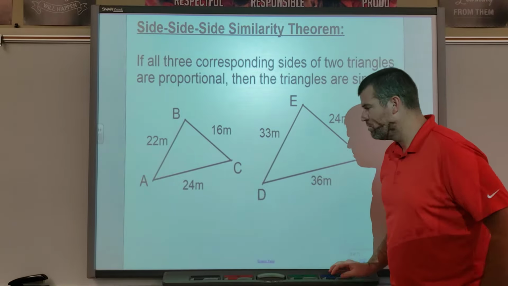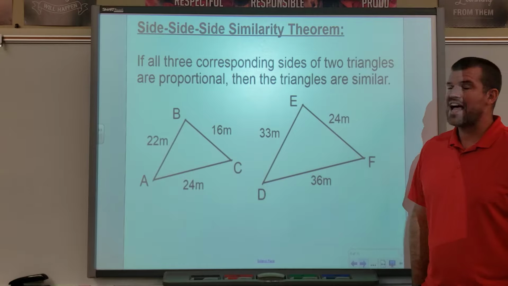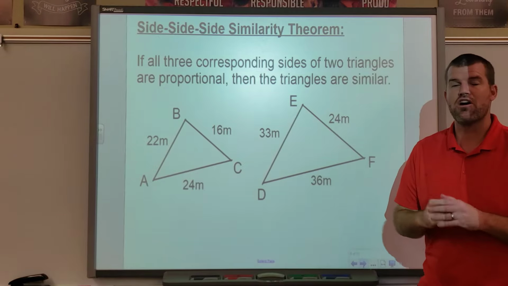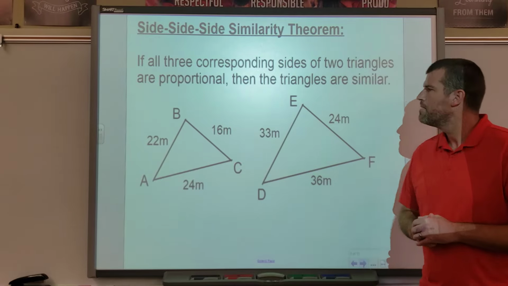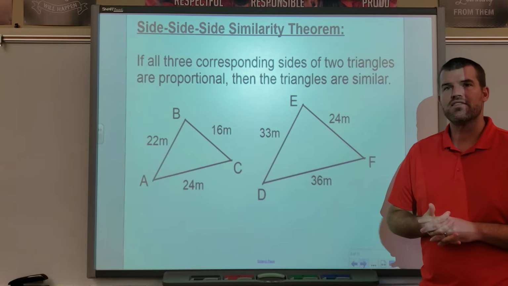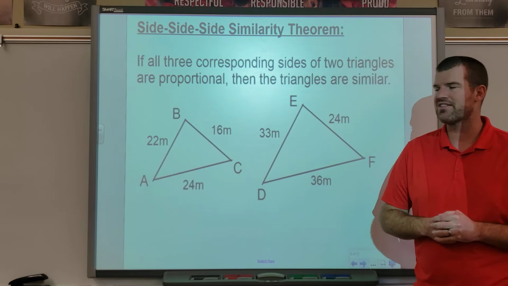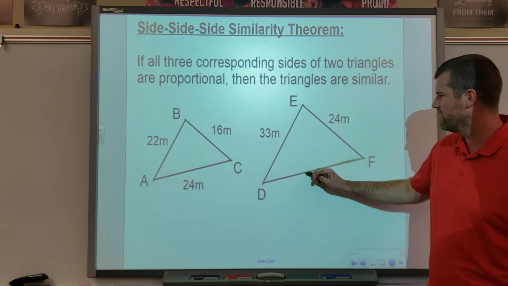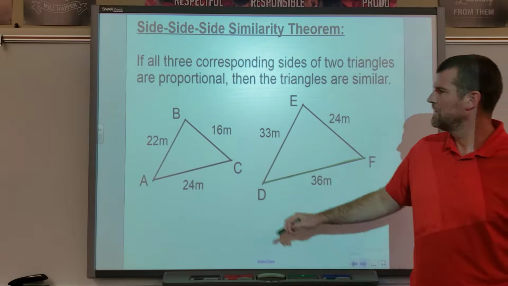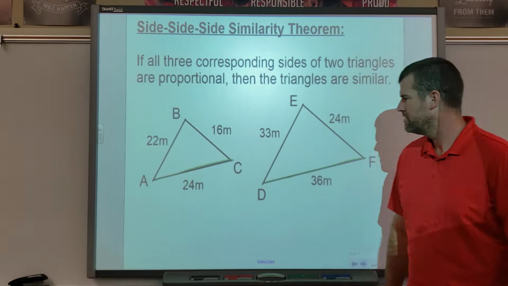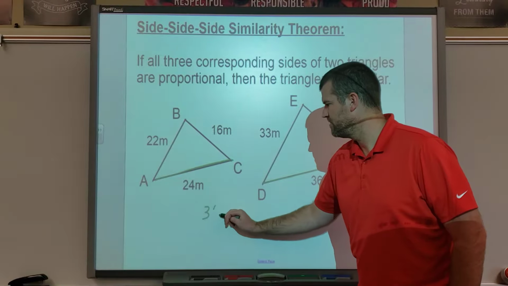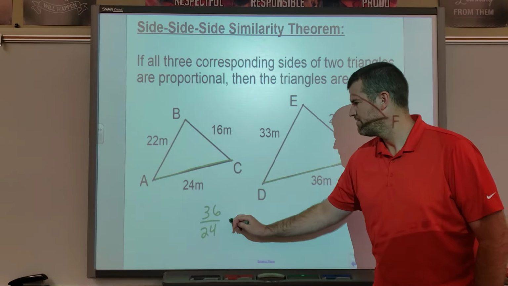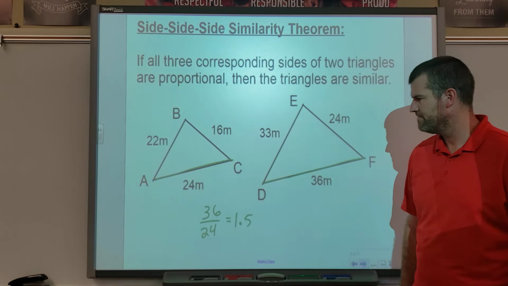All right, our final way for proving similarity is side, side, side. So we don't know any of the angles. If we don't know any of the angles, our only option is side, side, side. But now the sides don't have to be congruent. They need to be proportionate or have the same scale factor. So the way I do this is I find the longest side of my new triangle and set it up with the longest side of the original triangle. So 36 was the longest side of the new, 24 was the longest side of the original, and if I divide those, I get 1.5.